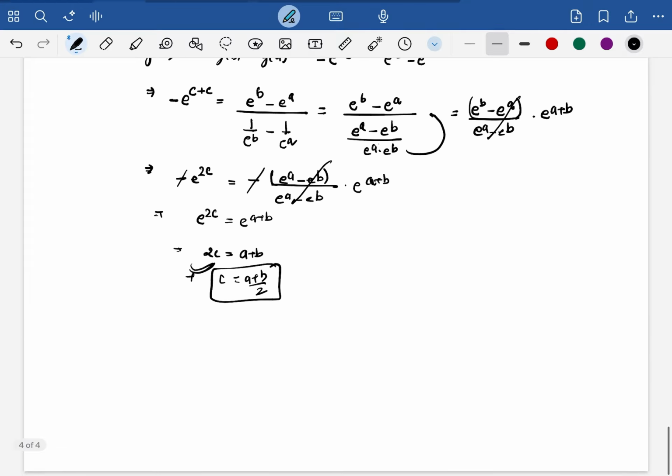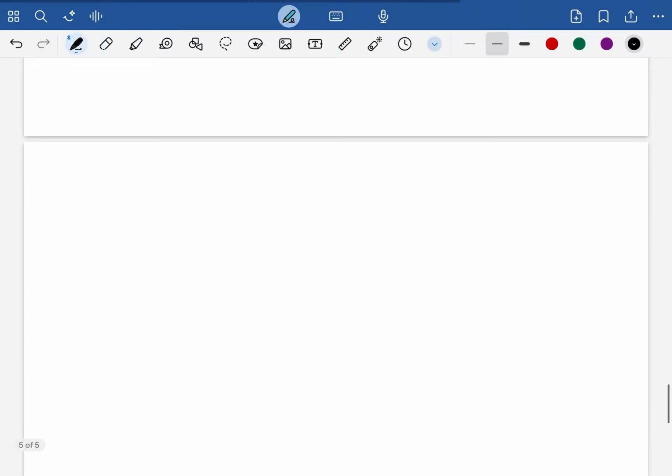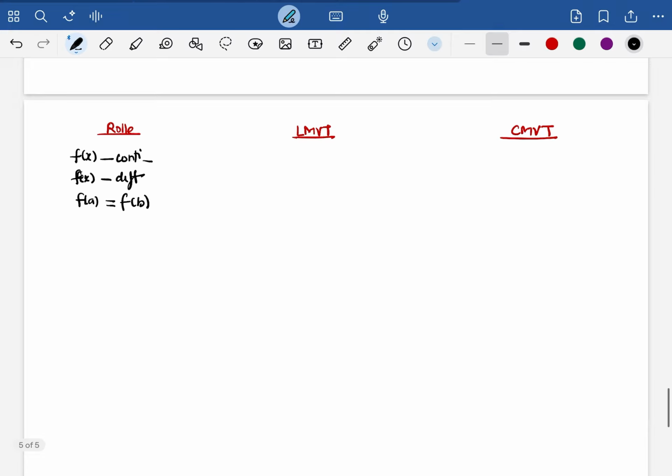Okay, so let me summarize the things for you. What we did, we did Rolle's theorem, we did Lagrange's mean value theorem, we did Cauchy's mean value theorem. So what was the condition? That f(x) is continuous, f(x) is differentiable, and f of a should be equal to f of b, and if these three conditions are satisfied, then there exists a point c in the range of a to b such that f dash c is 0.